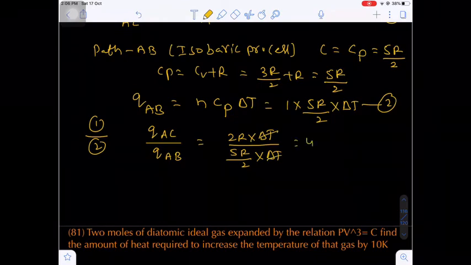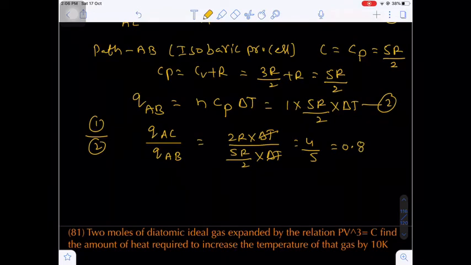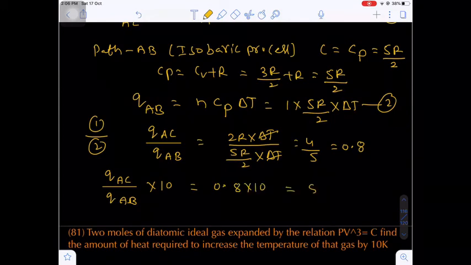So you will get 4 by 5, that means 0.8. Are you getting my point? But the question is QAC upon QAB multiplied with 10. So 0.8 will be multiplied with 10, and finally you will get an integer type single digit answer. That will be the answer, 8. Are you getting my point?